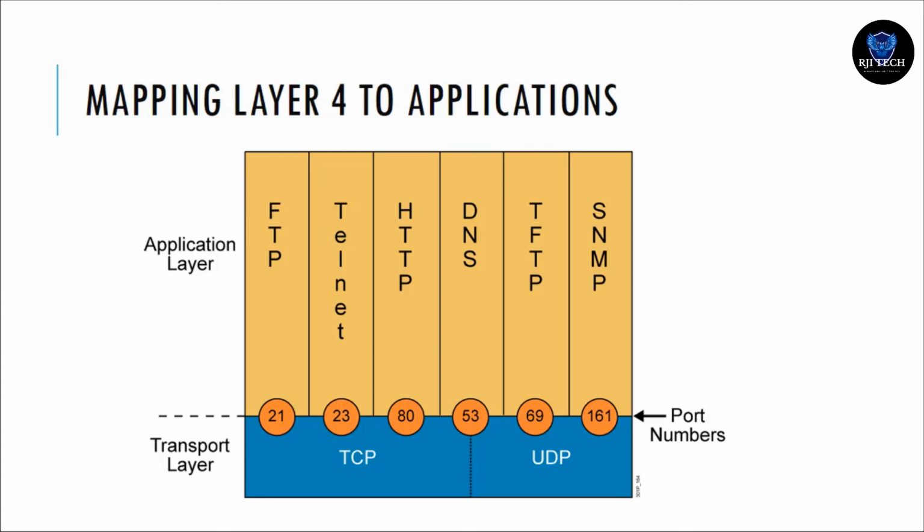TFTP, or the Trivial File Transfer Protocol, uses port number 69. It is just file transfer without any username or password. It is a faster file transfer than the normal FTP. SNMP, or the Simple Network Management Protocol, is used for managing the network. It's used for communication between the routers. It is a protocol used to manage the network and make it faster and more robust. It uses the UDP protocol for the sake of speed, and it works on port number 161.